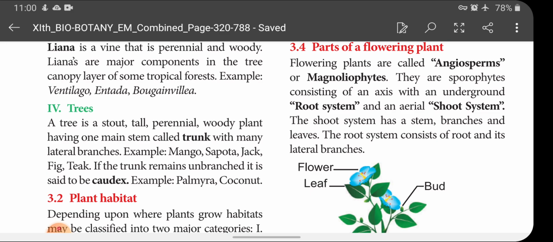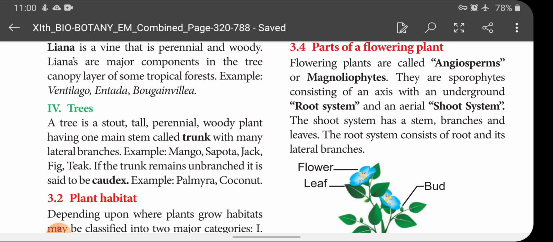If the trunk remains unbranched, it is said to be caudex. Example, Palmyra, coconut. So, tree, you know very well what is a tree. It is a stout, tall, perennial woody plant having one main stem. This main stem is called trunk. From the main stem, many lateral branches arise.